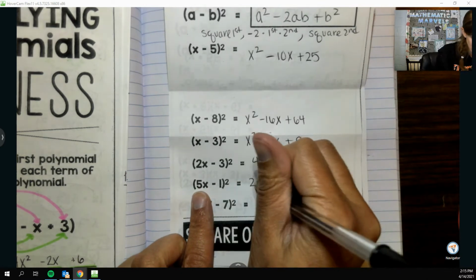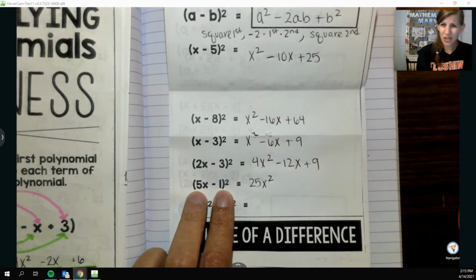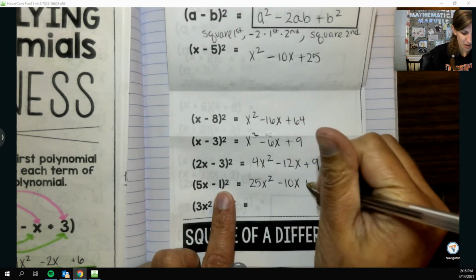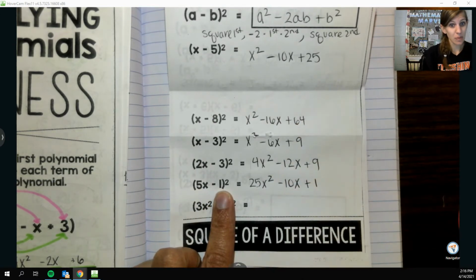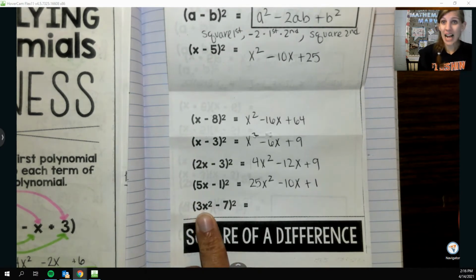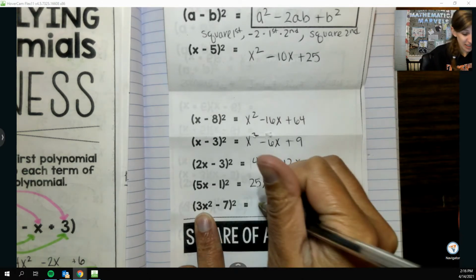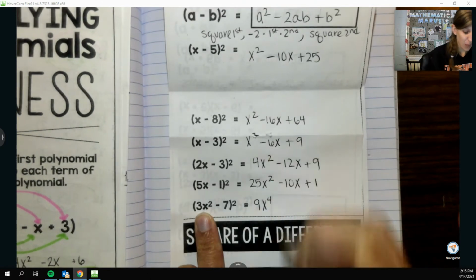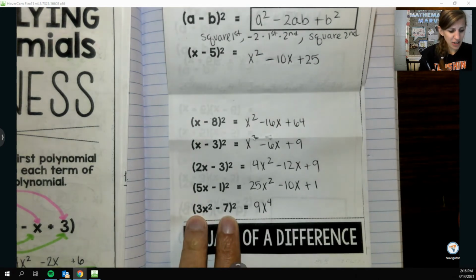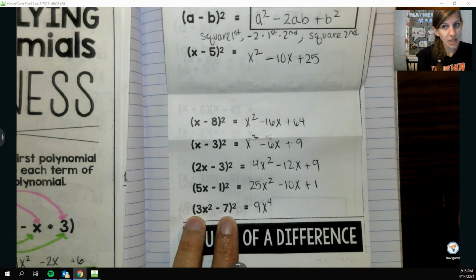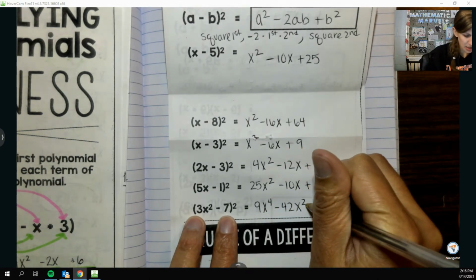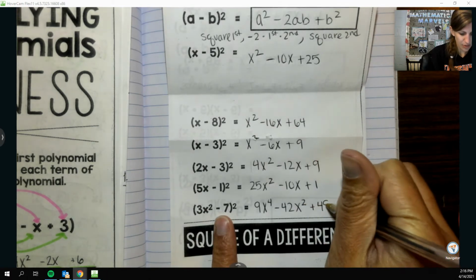I square the first, smash those two together, so negative 5, and then double it for negative 10, and then square the last, and 1 squared is 1. Oh my gosh, I almost put 2. And then lastly, I square the first, which is going to be 9x to the 4th, because if I square it, I got to multiply. I smash these two together for negative 21, and then I double it for negative 42x squared, and then I square the last for 49.